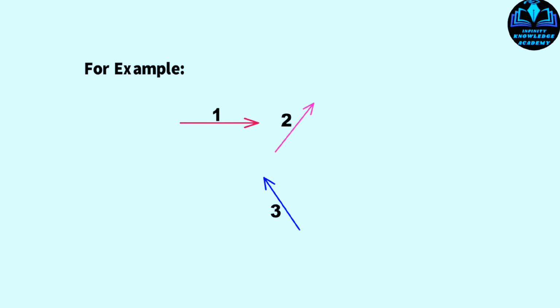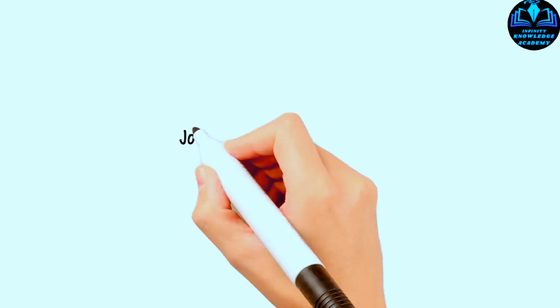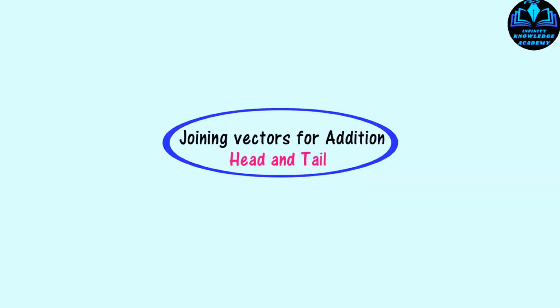Now here if I want to add these vectors, before adding the vectors I will join these vectors for the addition. Now how will I join these vectors for the addition? To join different vectors for addition, I am going to give you a trick, and remember this trick whenever you are joining vectors for addition. The trick is very simple, and that is the head and tail trick.